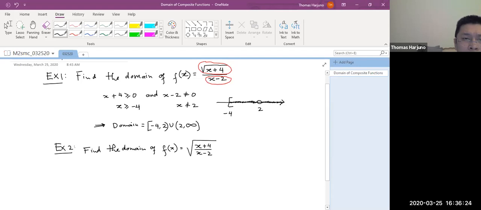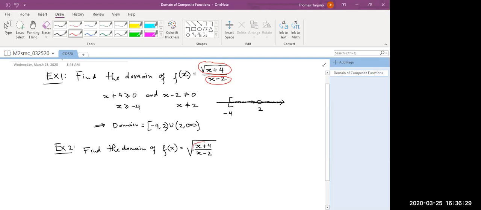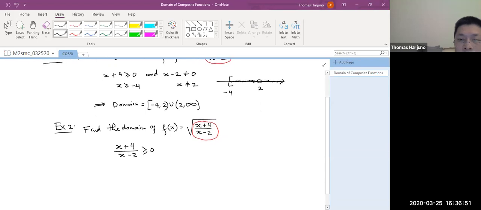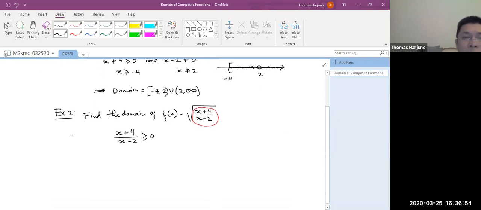Now for example 2, the domain requires us to have the radicand be non-negative, right? So x plus 4 over x minus 2 should be greater than or equal to 0. But this is something we already did in one of our take-home quizzes and also in our test, that when we solve a nonlinear inequality, we need to do that procedure. The first one, the critical numbers. I wonder if you remember that.